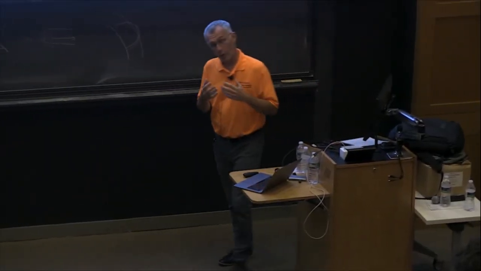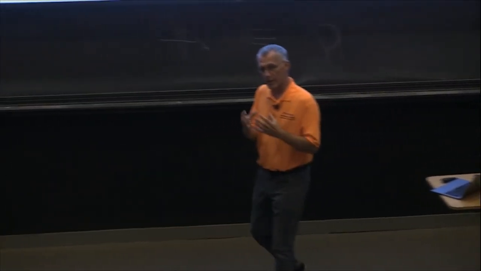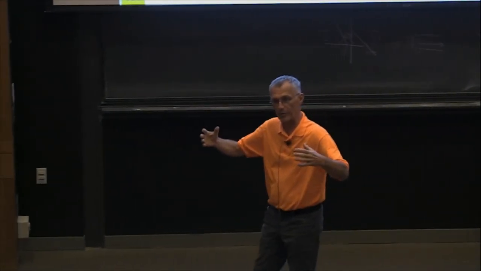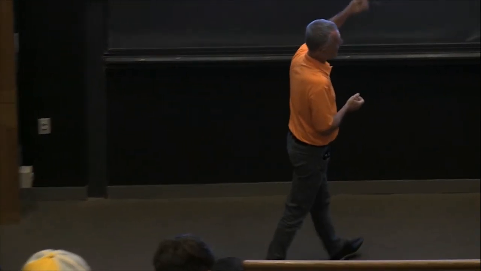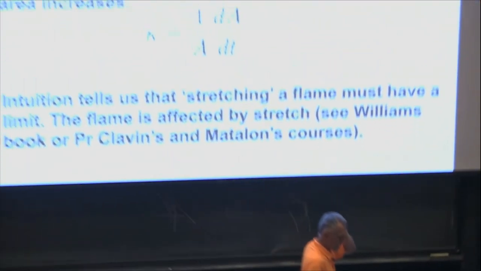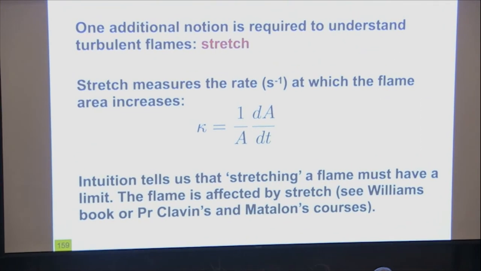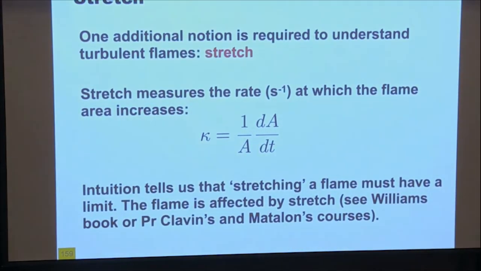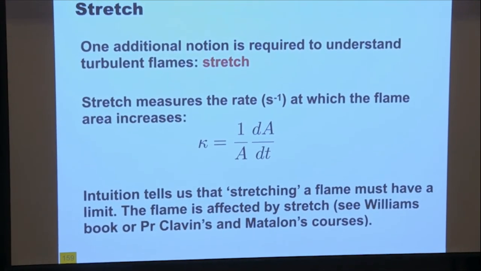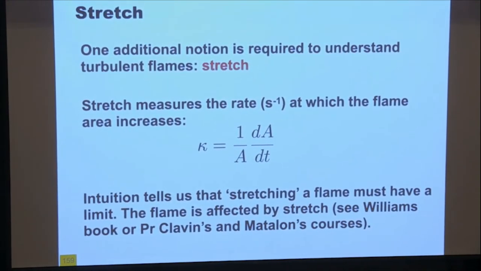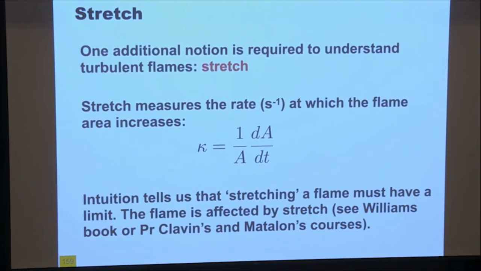So for all our engines, stretch is the key problem. Making more flame surface faster will give you more power. So we define it this way here. And one of the questions is that we would like to compute it, and we would like to make it as large as possible. We feel somehow that there is a small problem with stretching things too fast, that you will break the flame at some point, that means you will quench it.